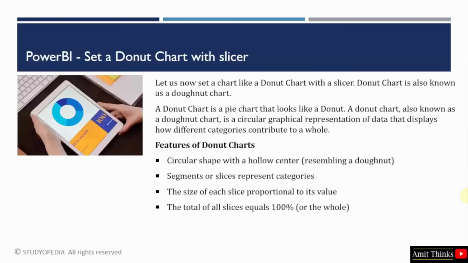A donut chart is like a pie chart that looks like a donut. As you can see here, it is a circular graphical representation of data that displays how different categories contribute to a whole. It is a circular shape with a hollow center. The segments or slices represent categories just like your pie chart. The size of each slice is proportional to its value, and the total goes to 100%, just like your pie chart. So we will create a donut chart with a slicer.